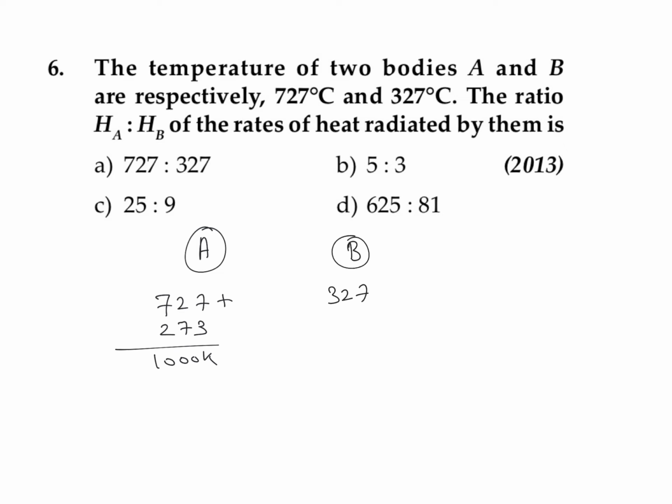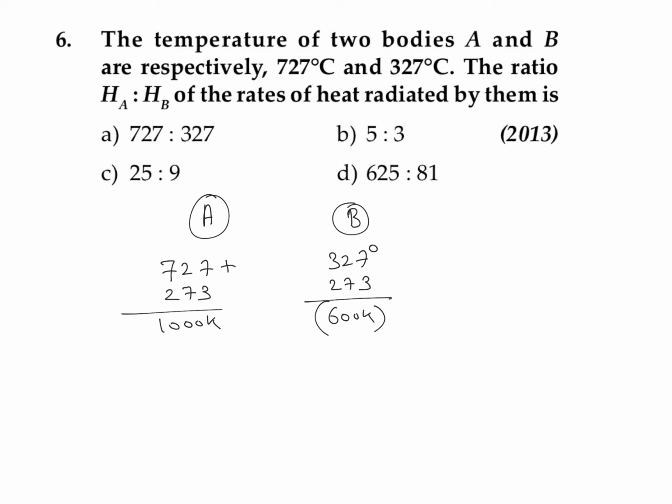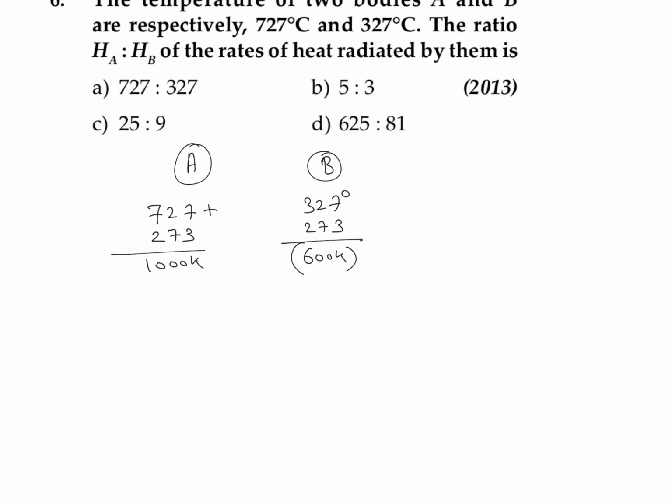The temperature of B is given as 327 degrees Celsius. If we add 273, we can convert it into the Kelvin scale. So I'll get the answer as 600 Kelvin. The ratio of HA by HB for the rate of heat radiation by them will be, so we can say that heat energy radiated or power radiated will be equal to E sigma A, temperature of the object raised to 4.